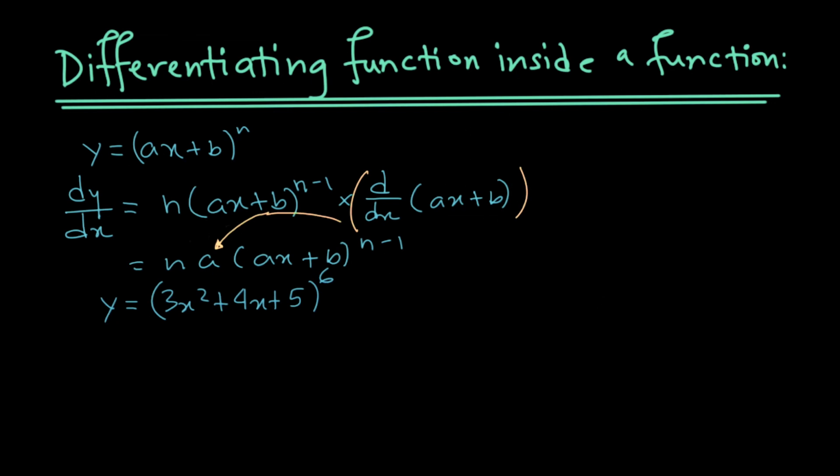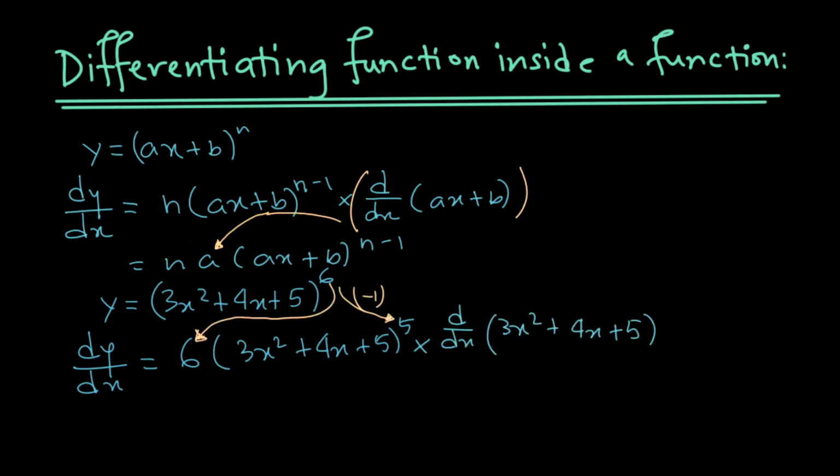y equals (3x squared plus 4x plus 5) whole to the power 6. If we differentiate it following the methods, 6 is the power, it will get multiplied in front as an integer, 1 will be subtracted from it, and the part inside the bracket will be differentiated and multiplied to the whole function. Differentiating the part inside the bracket gives us 6x plus 4. 3x squared will become 6x and 4x becomes 4. 5 will become 0 because differentiating a constant gives us 0.